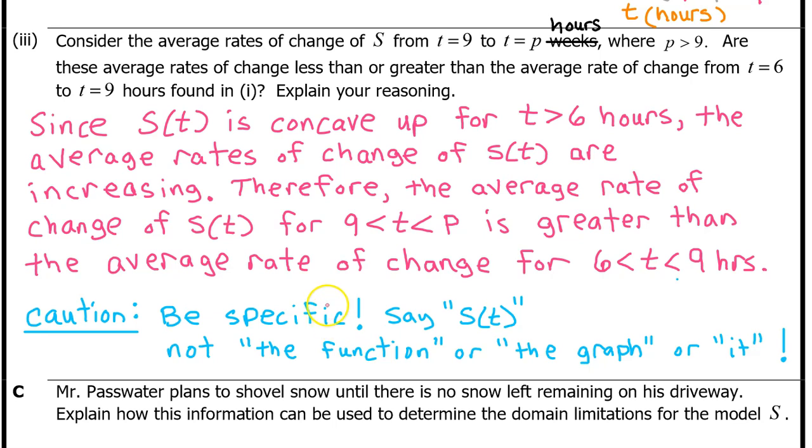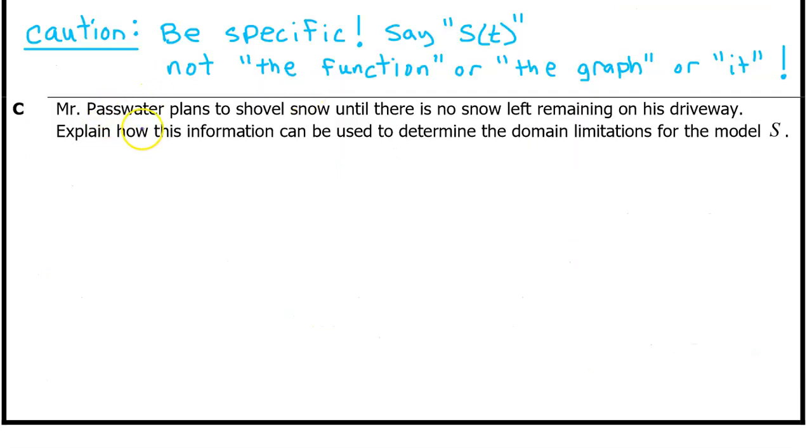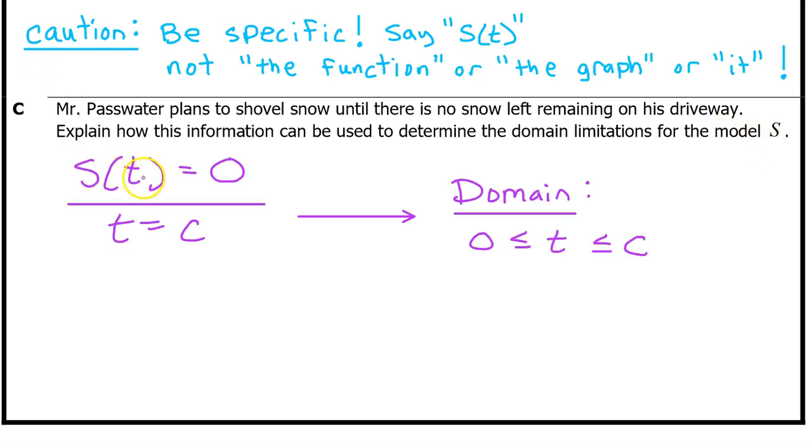Be specific. Part C. Mr. Passwater plans to shovel snow until there is no snow left remaining on his driveway. Explain how this information can be used to determine the domain limitations for the model S. Since S of t represents the amount of snow remaining on the driveway, normally we would use our calculator to find the time when S of t is equal to 0. Let's call that t equals c for now.